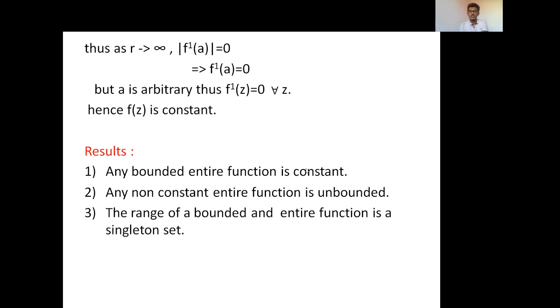Suppose it is a non-constant entire function, then that function must be unbounded. You can take the example e power z, which is clearly non-constant and analytic in the entire complex plane, and we already know that e power z is unbounded. The other definition of a constant function is that the range of any constant function is a singleton. So if we have any bounded entire function, then the range is a singleton. The application of this theorem is very important in complex analysis.